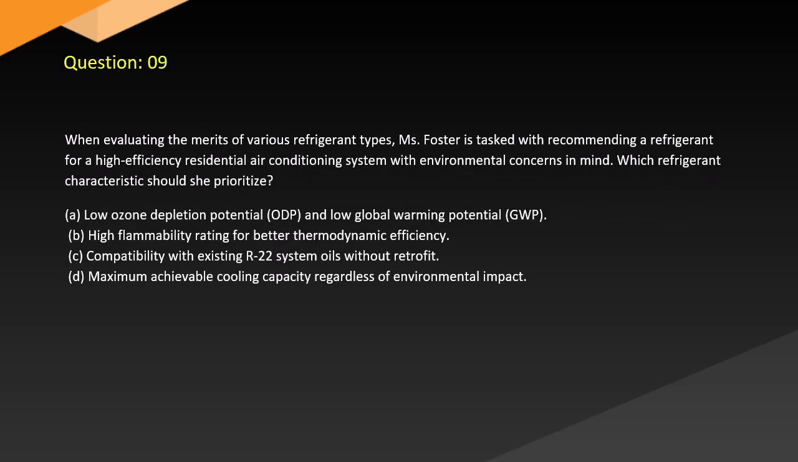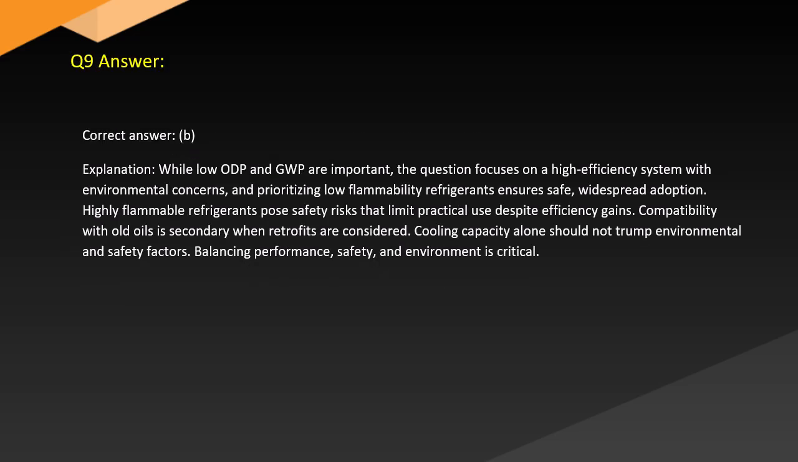Question 9. When evaluating the merits of various refrigerant types, Foster is tasked with recommending a refrigerant for a high-efficiency residential air conditioning system with environmental concerns in mind. Which refrigerant characteristics should she prioritize? A. Low ozone depletion potential, ODP, and low global warming potential. B. High flammability rating for better thermodynamic efficiency. C. Compatibility with existing R22 system oils without retrofit. D. Maximum achievable cooling capacity regardless of environmental impact.